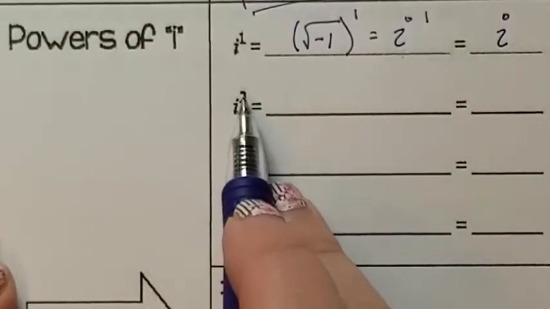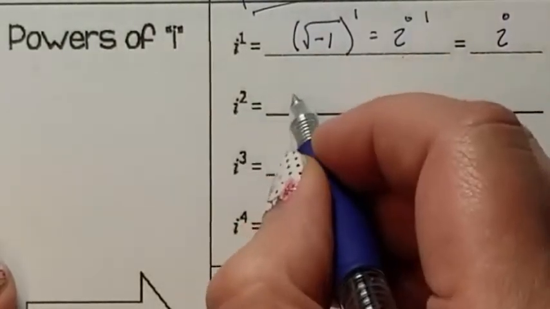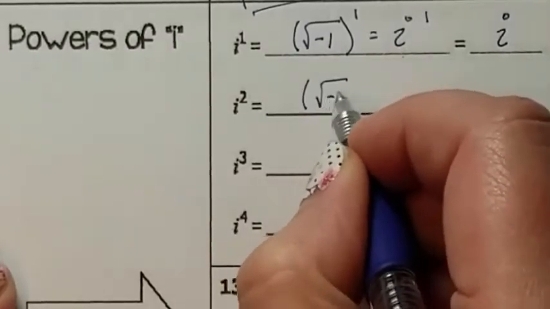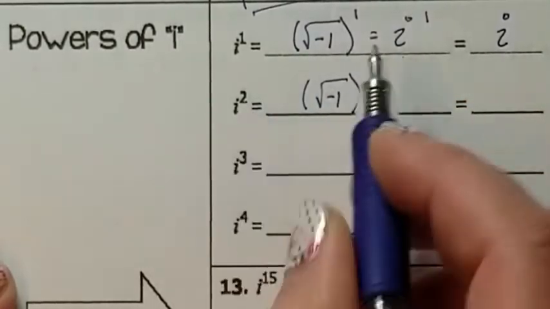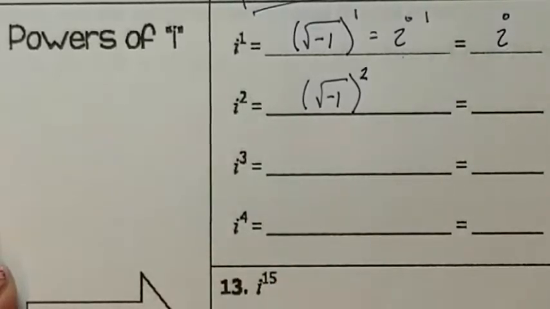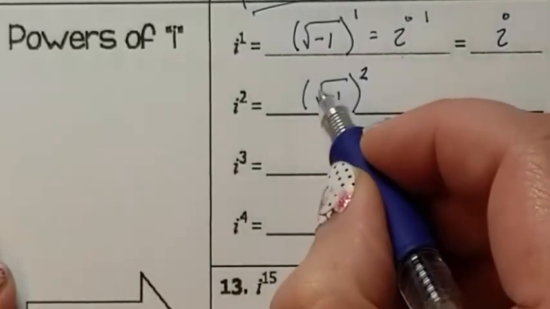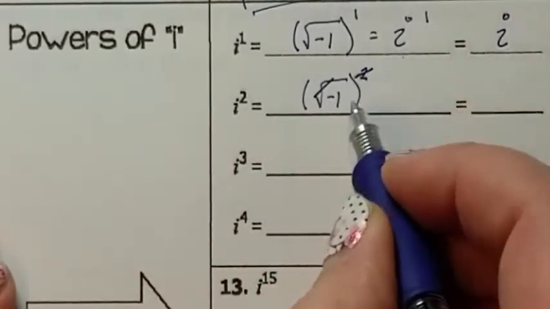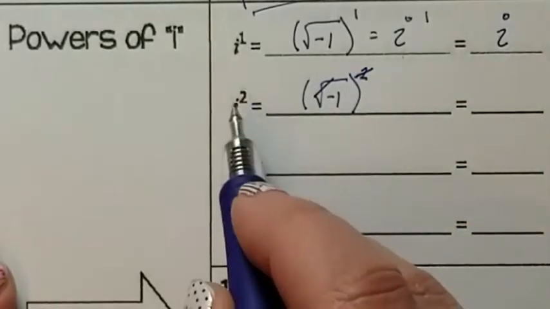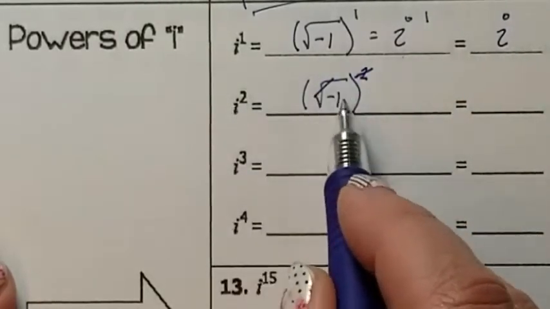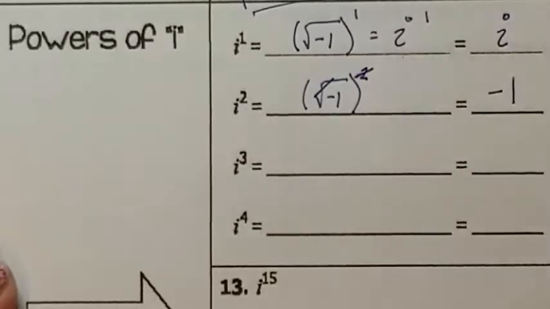Let's look at what that means with i to the second power. So i is the square root of negative 1, but i is raised to the second power. How does this simplify? Well, I know the square root and the exponent of 2 cancel each other out. So that means i to the second power simplifies down to negative 1.